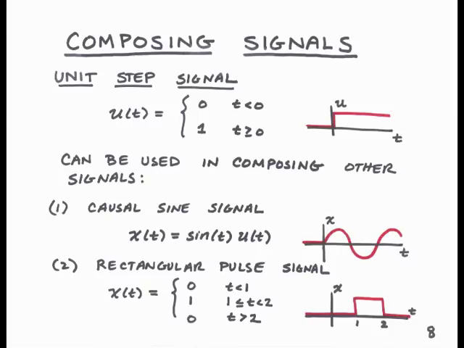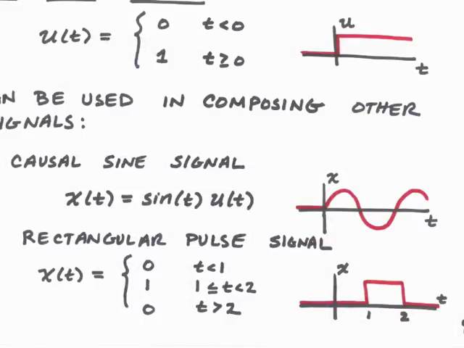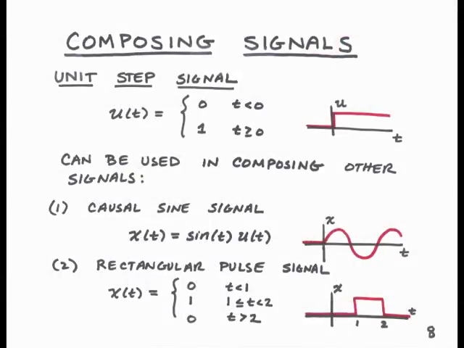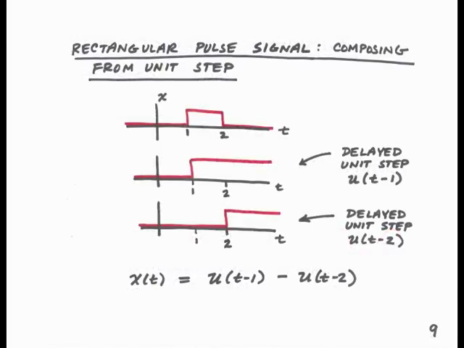We saw a rectangular pulse signal when we were looking at basis functions. A rectangular pulse signal that I'm showing here is 0 for time less than 1, it's 1 between time 1 and time 2, and it's 0 for time greater than 2. We'll show how to compose this rectangular pulse signal from unit step. This can be achieved by subtracting a unit step that has been delayed 2 seconds from a unit step that has been delayed 1 second.